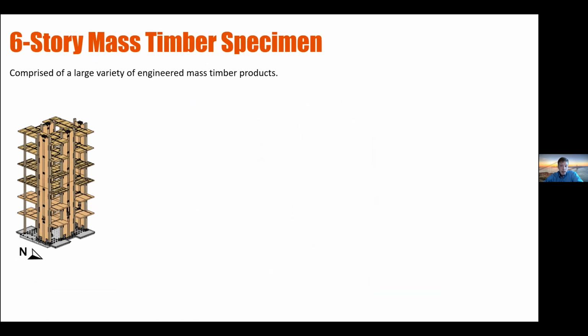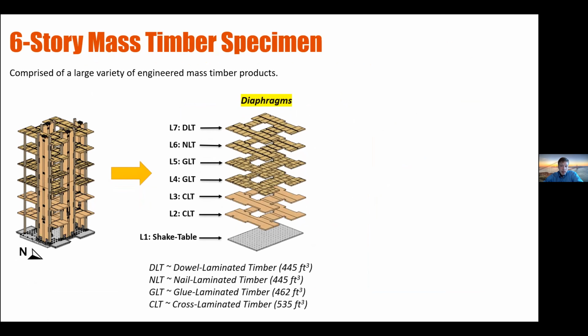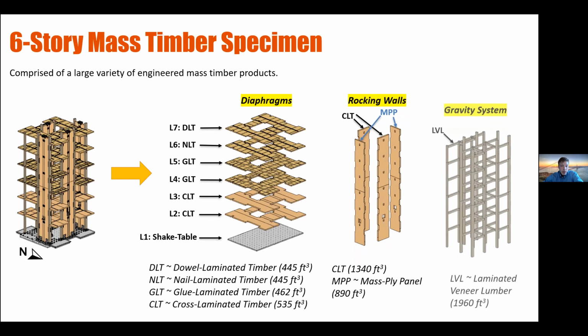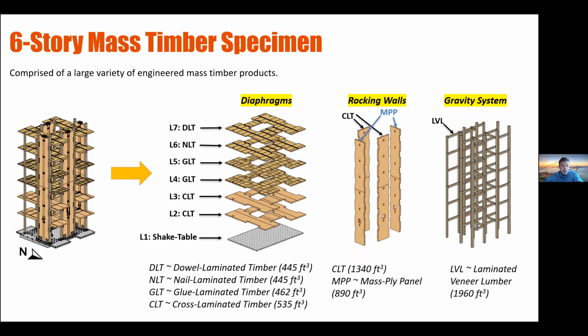Talking about the six-story mass timber specimen, it is comprised of a large variety of engineered mass timber products. The diaphragms consist of cross-laminated timber, glue-laminated timber, nail lam, and dowel-laminated timber. The four mass timber rocking walls consist of CLT, cross-laminated timber, and mass ply panel, MPP, and the beams and columns are made out of laminated veneer lumber.